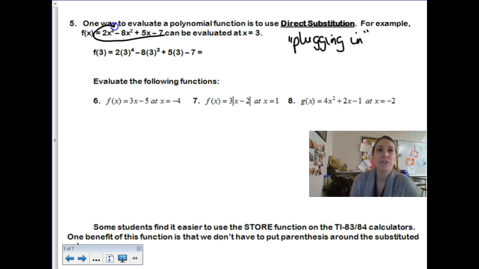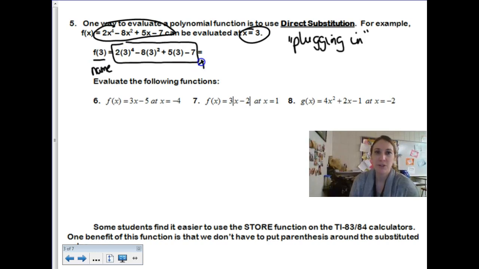So if this is your function, and you're going to, quote, plug in a 3, this is the name of what you're doing. This is like the command, if you will, and this is what you would either type in your calculator or do in your head. For Algebra 2, we're going to be typing that in a calculator, so don't panic. I'm not going to make you do that in your brain.